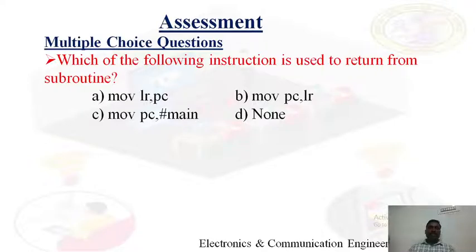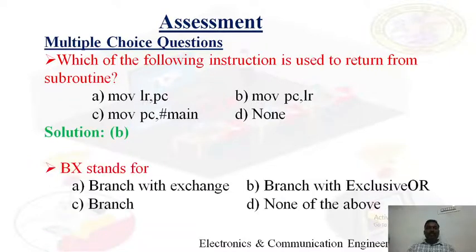The answer is B, that is MOV PC, LR, because the LR holds the return address. If you copy the return address into the PC, it will again keep track of your next instruction of the program.